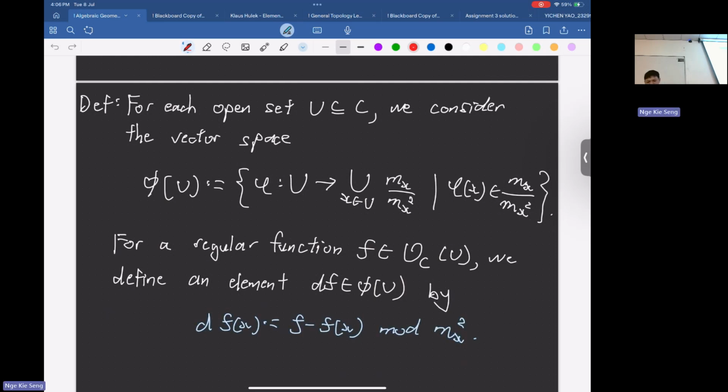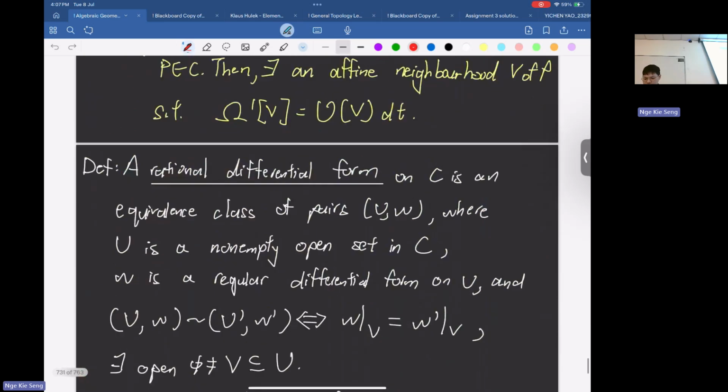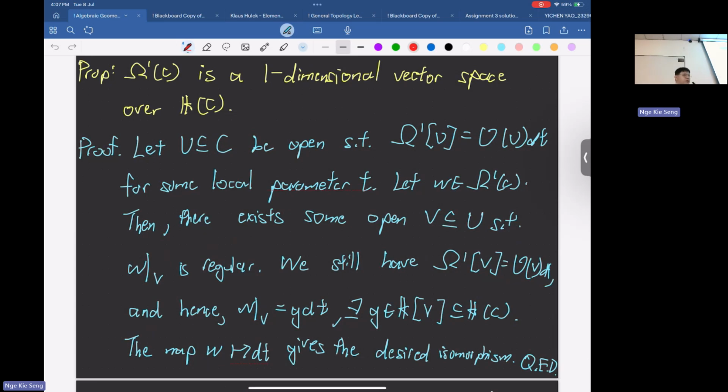Okay, we discussed yesterday that this definition makes sense because if you take away f(x), it's like you take away the constant part. Like in calculus, after you differentiate, the constant will disappear. And then the rest will be taken care of by this m_x squared. Okay, and then yesterday we proved that the Gamma 1 of a curve is g-dimensional. So we just pick out a basis here, which corresponds to what we call a canonical divisor.